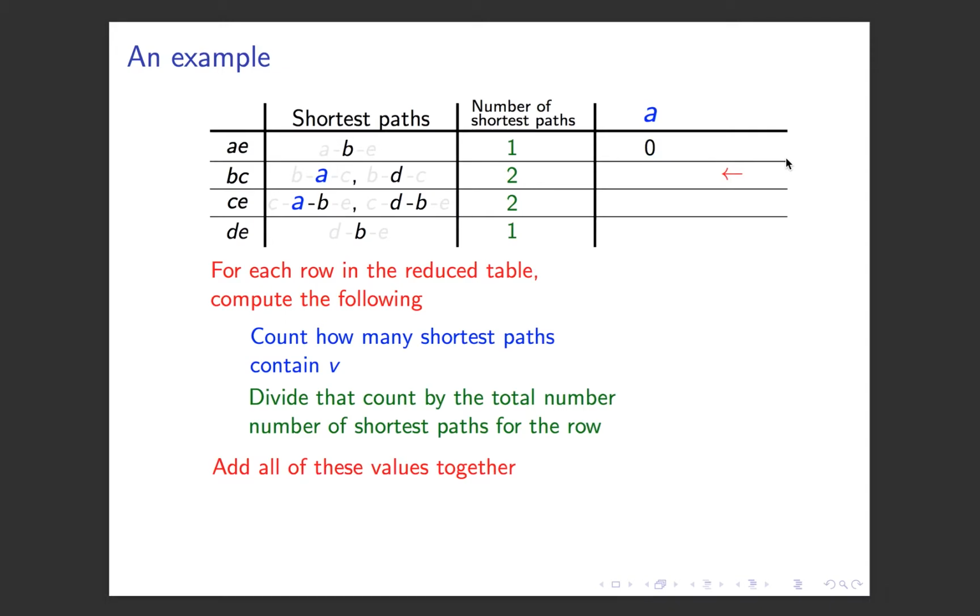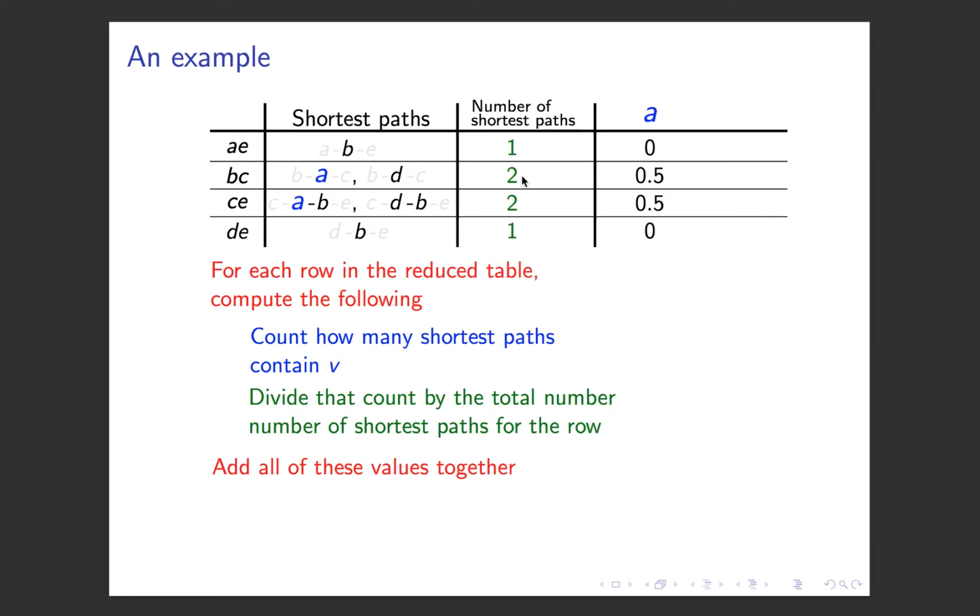In our next row, for the BC row, we count how many shortest paths contain A. We see that A only appears once, so we have 1. There are 2 shortest paths, so our computation for this row is going to be 0.5. In our third row, A appears once out of 2 possible shortest paths. Our computation is 0.5. And then finally, A doesn't appear at all, and there's 1 shortest path from D to E, so we end up with 0.